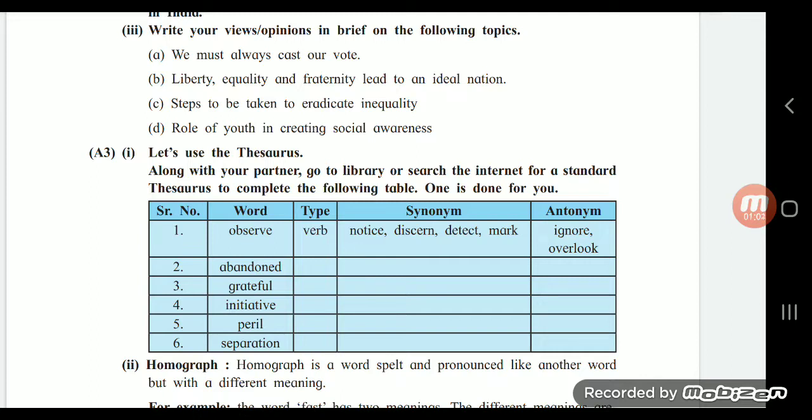You will know that a thesaurus is like a dictionary. When you search for a particular verb or any kind of word in a thesaurus, you will read this much information there. What is the word, then what is the type of that word: adjective, adverb, noun, pronoun, or whatever that is. Then synonym, a similar word for that word. And then antonym. Antonym is the opposite word.